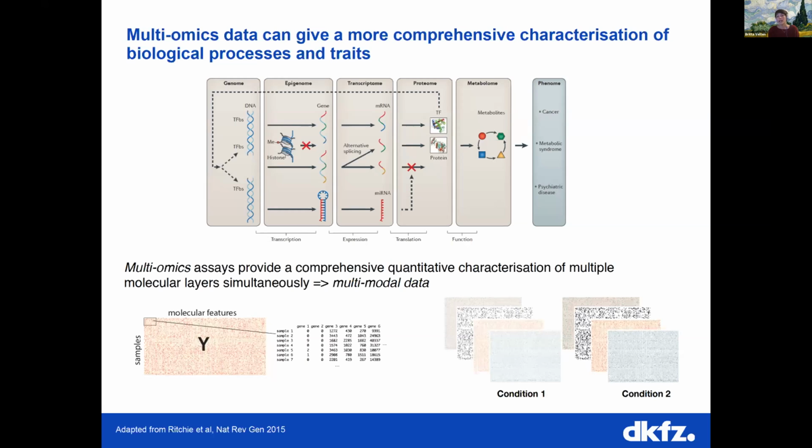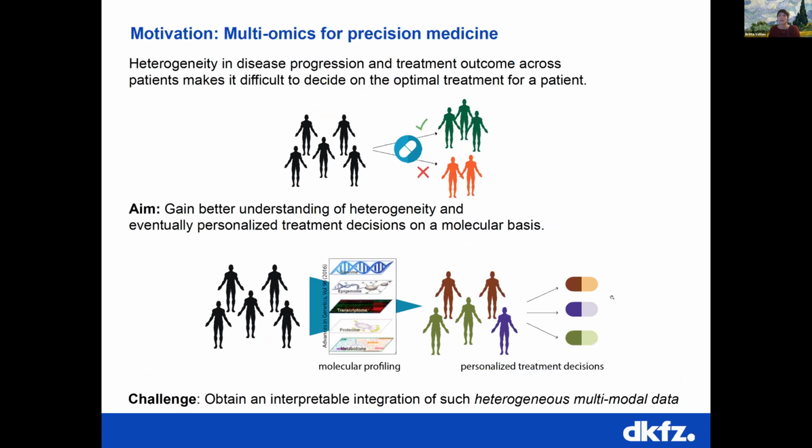And the resulting data leads to these multimodal data set collections where we have different data sets from each of these different omic technologies, and possibly also for different groups of samples, for example, from different experimental conditions. And one area where this is of increasing interest, as we've also seen in the previous talk, is personalized medicine, where we try to better understand the heterogeneity across patients in terms of disease progression and treatment outcome. And for this, these multi-omic profiling studies promise us to gain a better understanding of this heterogeneity on a molecular basis that looks at all of the molecular layers, and thereby eventually enable more personalized treatment decisions.